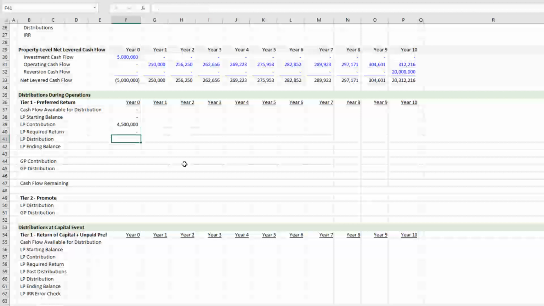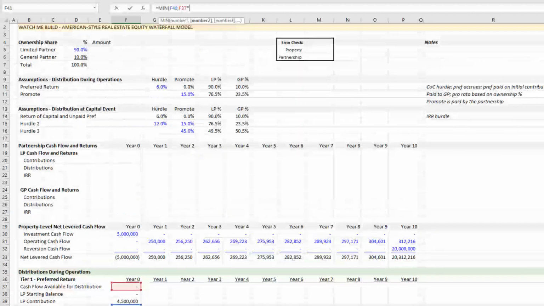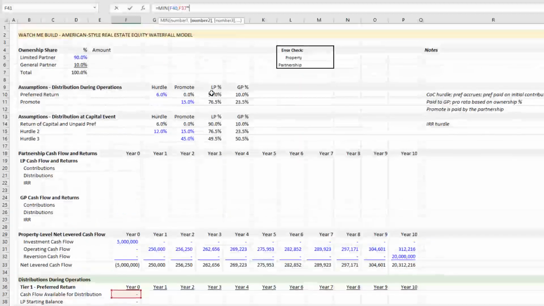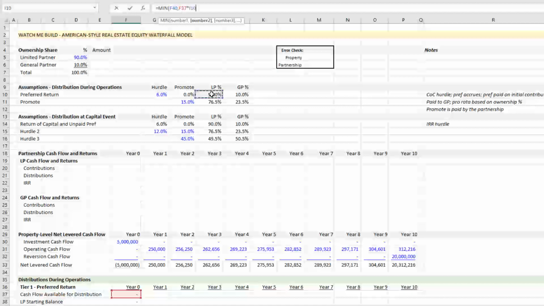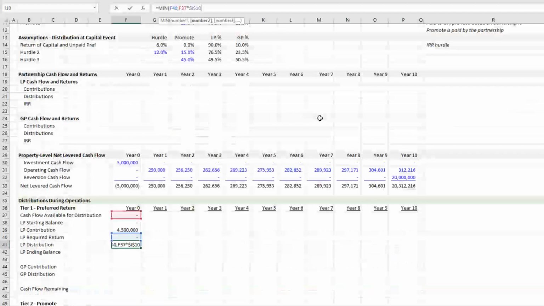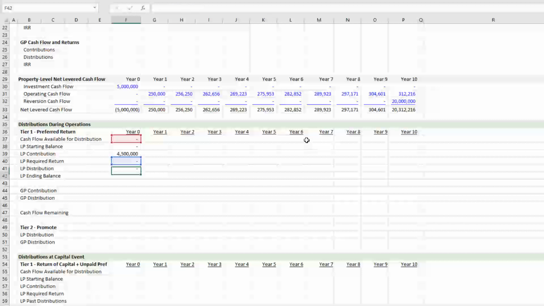And then distribution. What should the LP receive in distributions in each period? Well, it's going to equal the minimum of the required return, right? So the LP should receive no more than the required return, or any cash flow available for distribution multiplied by the LP's contribution percent or distribution percentage in this tier. I hit F4 on that, hit enter.